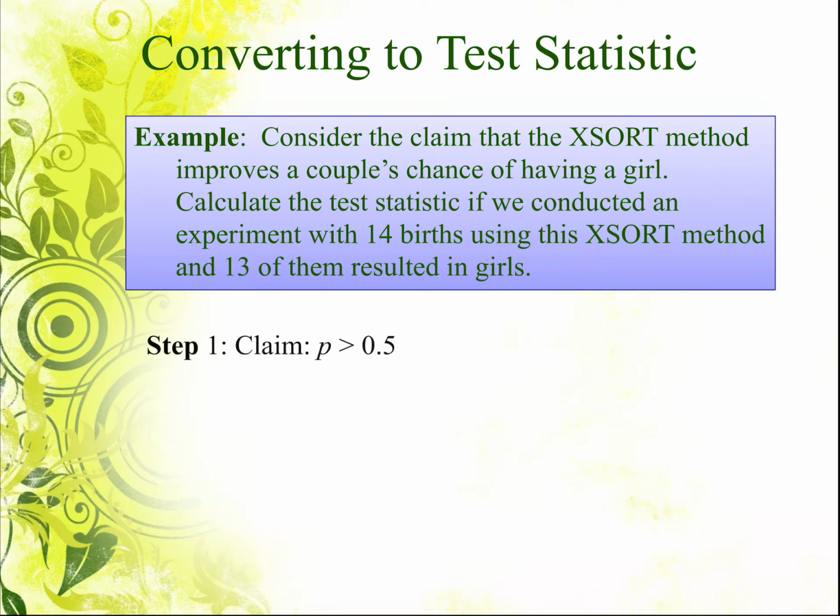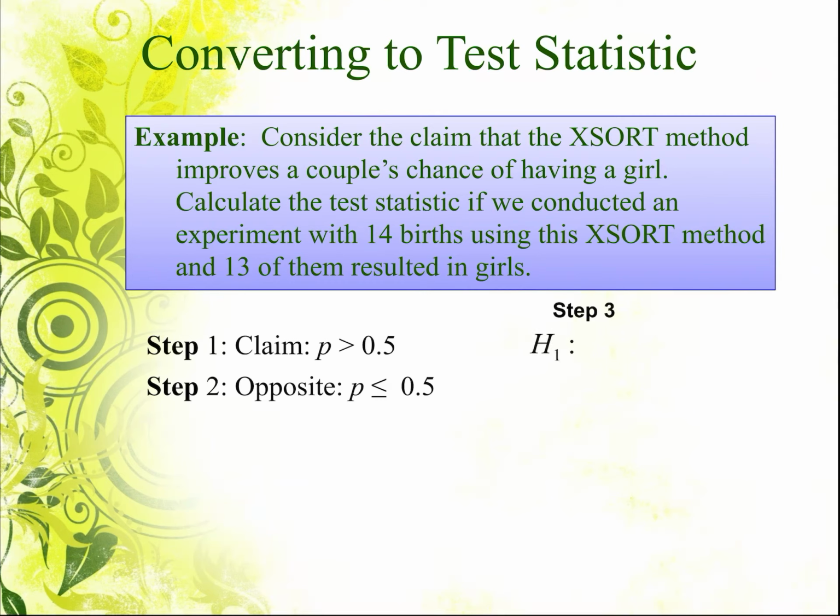Okay, let's start by stating our claims and finding our null and alternative hypothesis. So the claim is that we are improving the couple's chances of having a girl. So the proportion is greater than 0.5. Then state the opposite. The opposite of p being greater than 0.5 is p being less than or equal to 0.5.